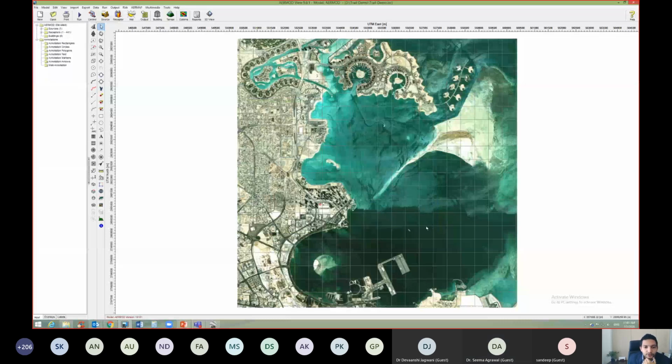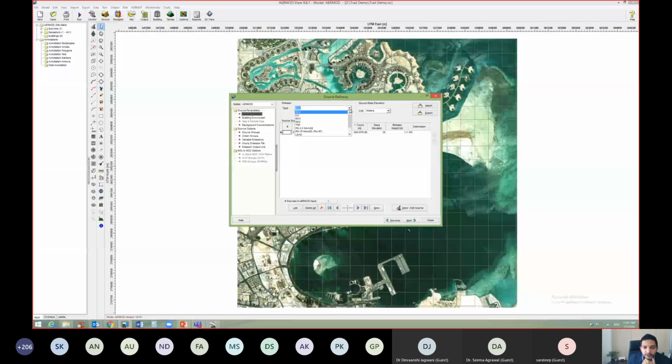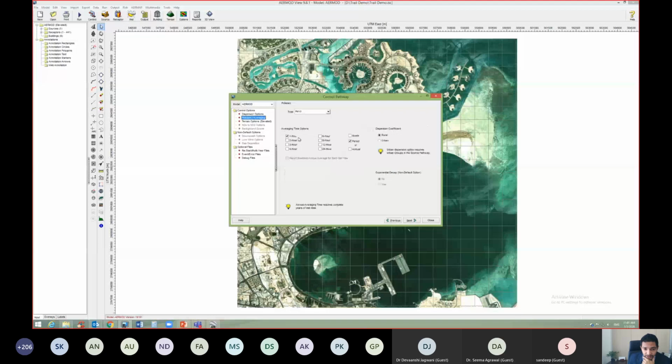We want to know what the concentration will be for PM, so we can choose PM10 as one of the parameters. When it comes to the averaging period, in the control pathway we can choose what the incremental concentration would be for 1 hourly average, 8 hourly average, 24 hourly average. Usually the standards are available for 1 hour and 24 hour.